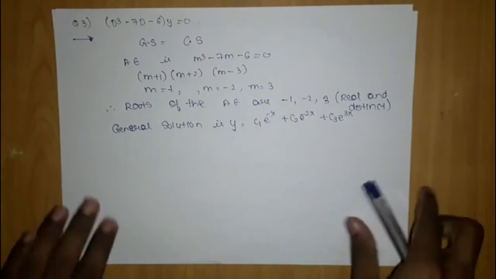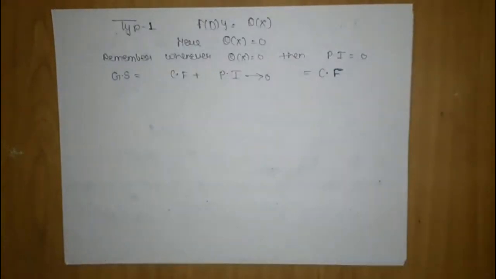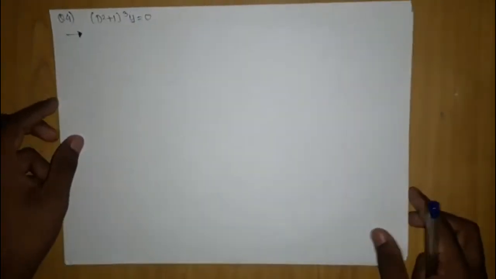Now let's move on to the next question. The next question which we are going to take is the fourth one: bracket D square plus 1 the whole cube into y equals 0. The given differential equation is a homogeneous linear differential equation with constant coefficients. Its particular integral is 0. Therefore the general solution is nothing but only the complementary function.